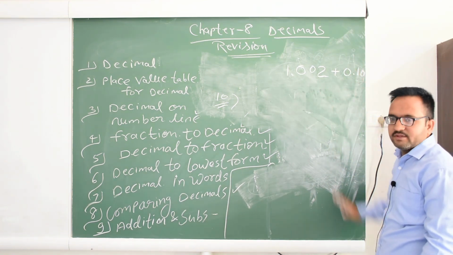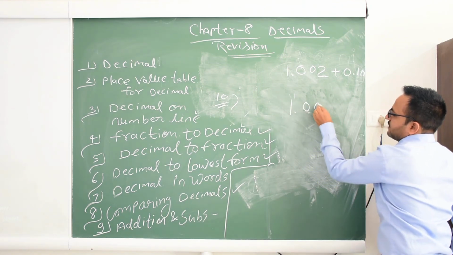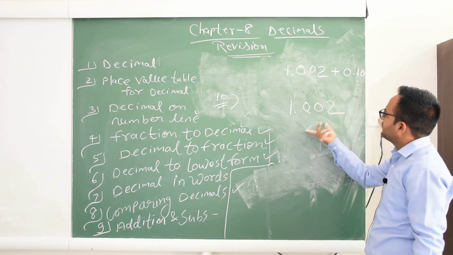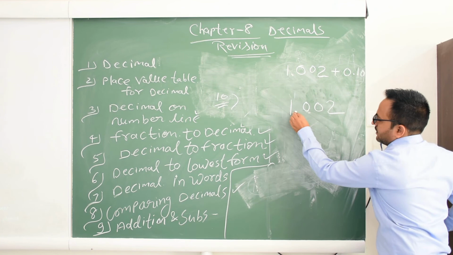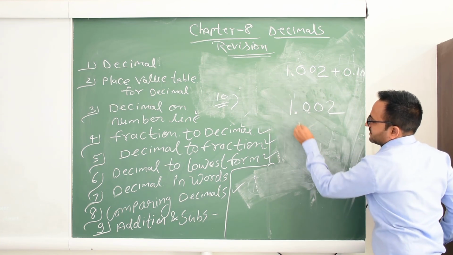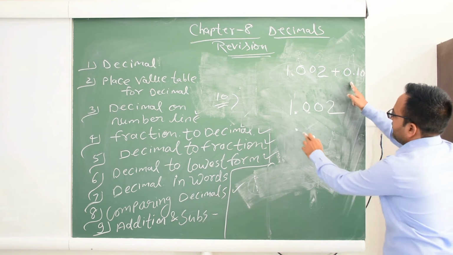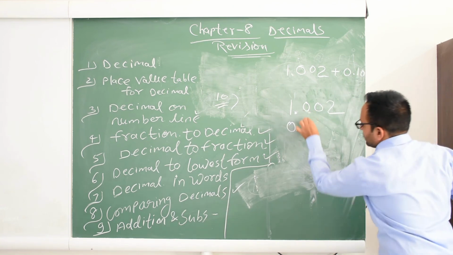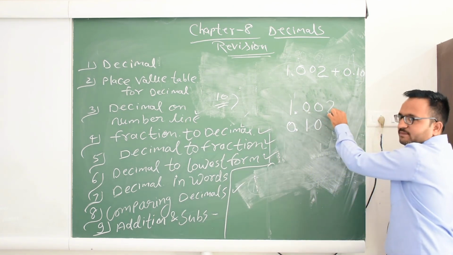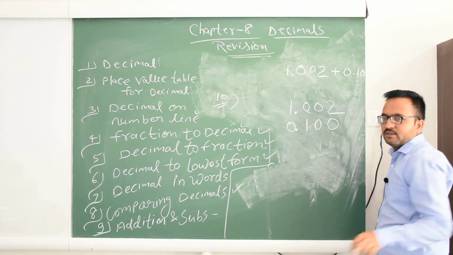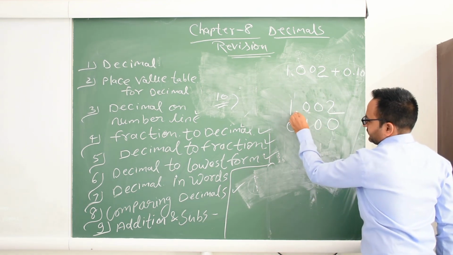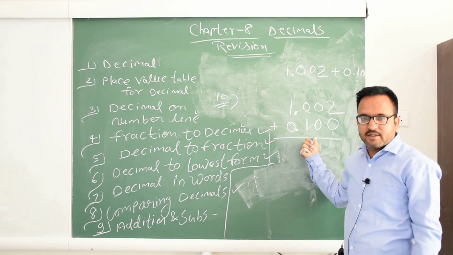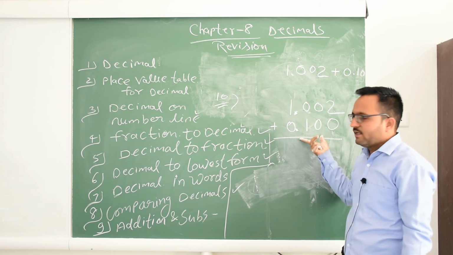How to add two decimal numbers? First we write this number 1.002. And how to write this other number? We put the decimal points in the same place. Point under point, and before the point we have 0. So we put here 0 and here 1 and 0. In this place we have no number, so we put 0. This is the method of writing two decimal numbers in the case of addition.